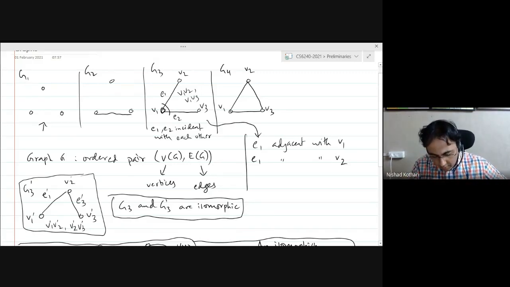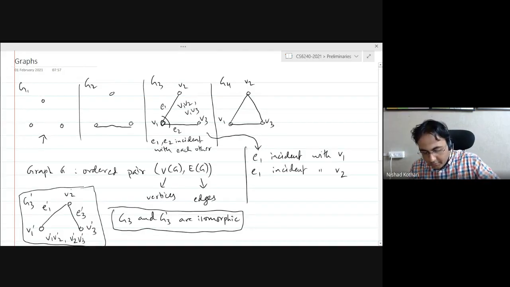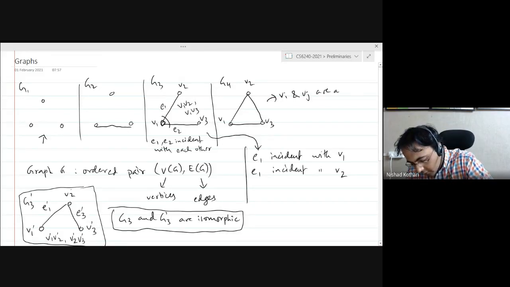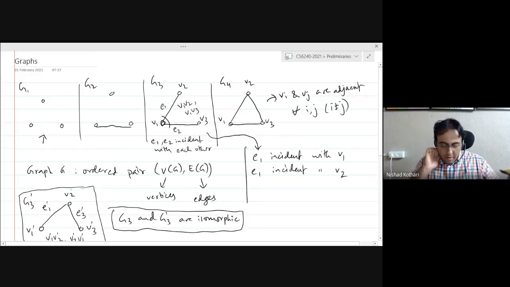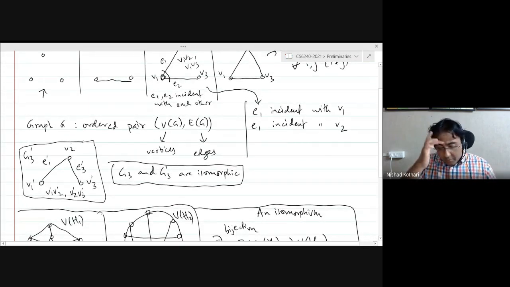Also, I think I meant to use the term incident here. I'm sorry. An edge is incident with a vertex, and two vertices are adjacent. So in this example, Vi and Vj are adjacent for all i, j, where i and j are distinct. We say that two vertices are adjacent if there is an edge joining them, and otherwise they are non-adjacent. And for an edge and a vertex, we use the term incidence.